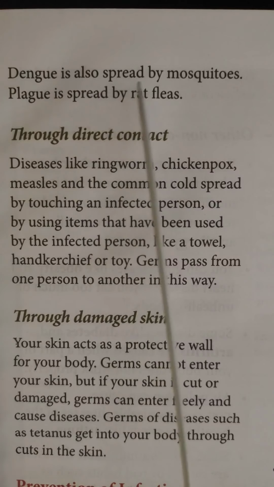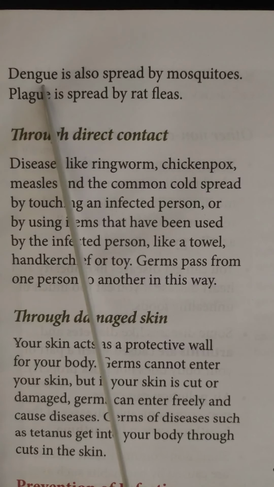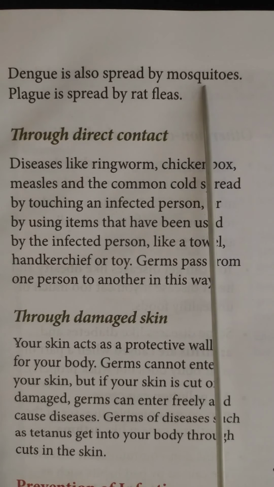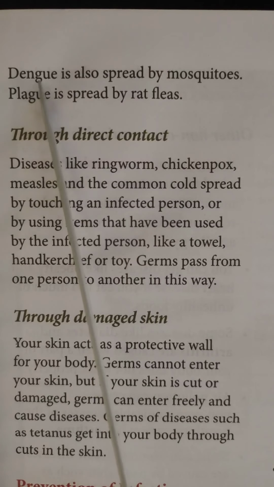Dengue. Dengue also spreads by mosquito. Do you know which mosquito spreads the dengue virus? It is the Aedes aegypti mosquito. You can identify this mosquito. Do you know how it looks? It has a black body color with white dots or stripes. And usually it is active during the morning time. That is the Aedes aegypti mosquito. It spreads the dengue virus.